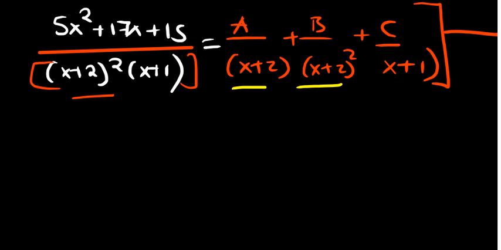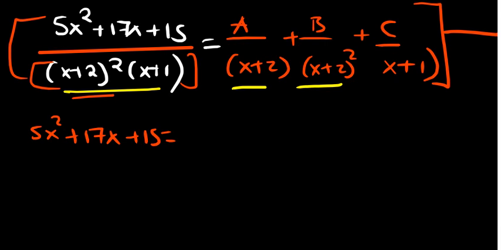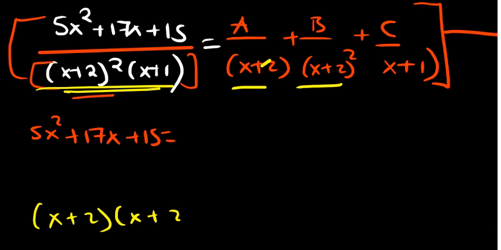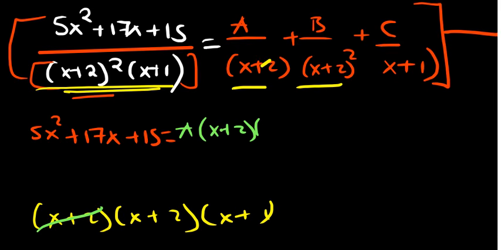I multiply the first part with it. So for the first part, it's just going to cancel out. So we have 5x squared plus 17x plus 15 being equal to, for the first part we have x plus 2. So if you multiply the numerator with this part, this is going to cancel out. Remember we said x plus 2 is coming twice. So one of the x plus 2 is going to cancel out. Then what you're going to remain with is your a being multiplied by x plus 2, x plus 1.